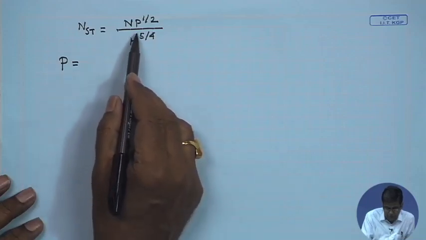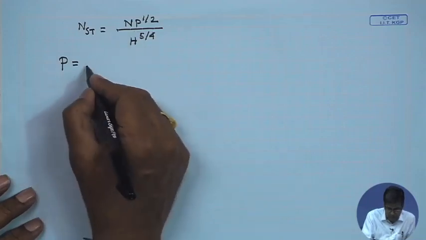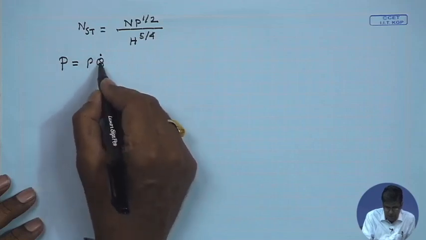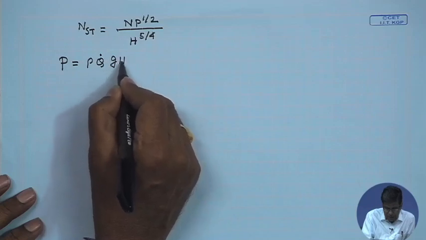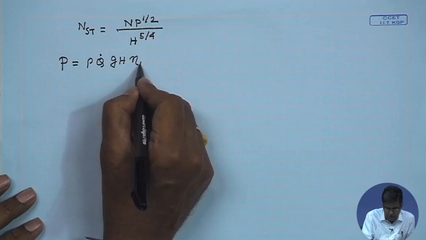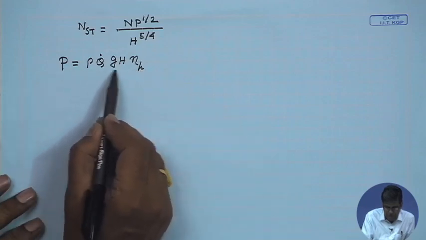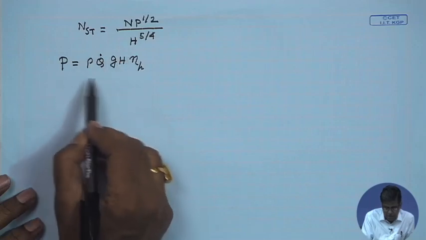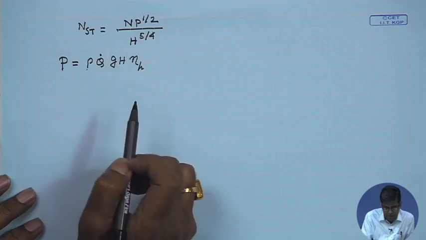Now, if we define this power developed in terms of a hydraulic efficiency this way, that rho Q dot, where rho is the density and Q dot the volume flow rate, into g H, where H is the head available at the inlet to the machine, times the hydraulic efficiency. That means, this is the definition of hydraulic efficiency, P divided by the rate of energy available at the inlet to the machine, rho Q dot g H, where H is the gross head.